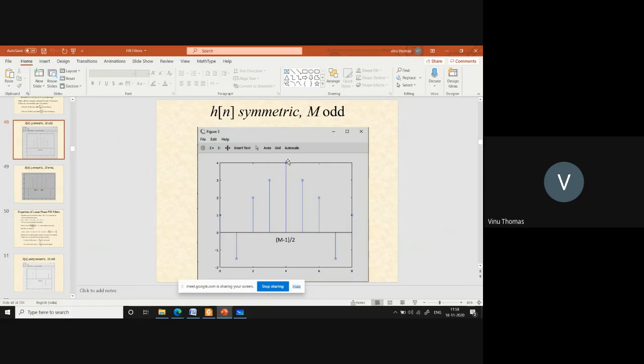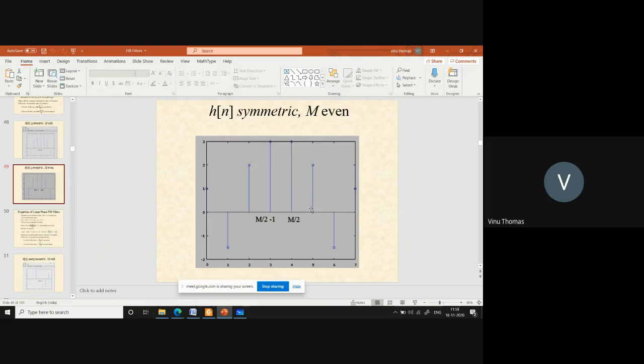So this is not the zero phase response. I have a sample about which the filter is symmetric. And this is a case where the point of symmetry is between these two samples. The length of the filter is even. The point of symmetry is between these two samples. So h of n is symmetric and M is even for this case.